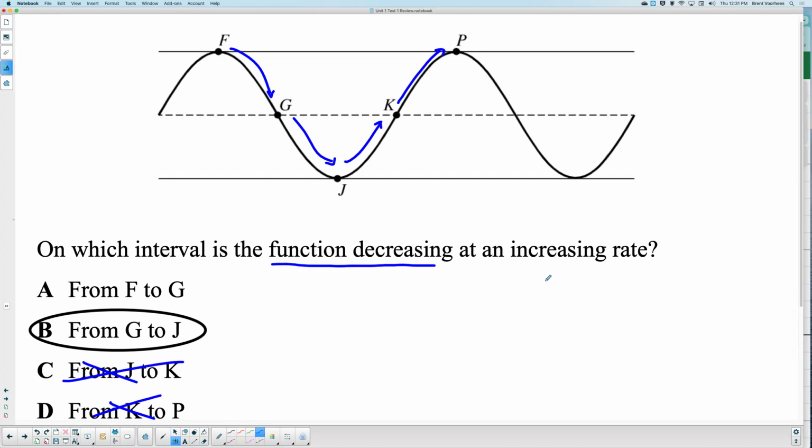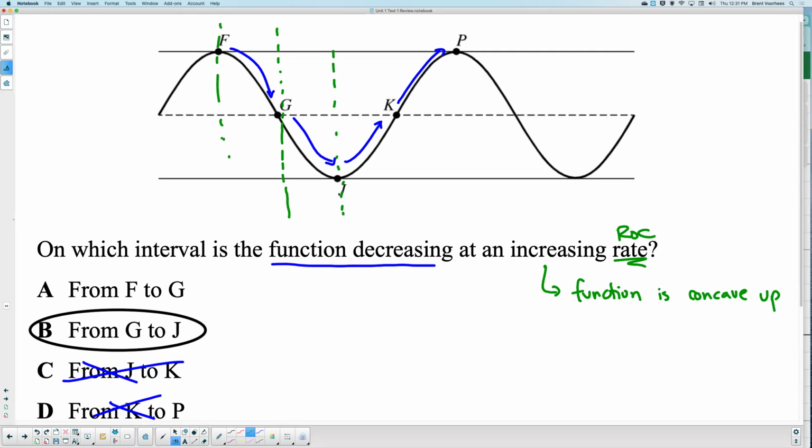Now, what's it mean just when they say increasing rate? What is the rate the same thing as? The rate of change. If your rate of change is increasing, what does that mean about the function? The function is concave up. So on which interval? What is true from F to G? Tell me about my concavity here. This is concave down, whereas this one is concave up.